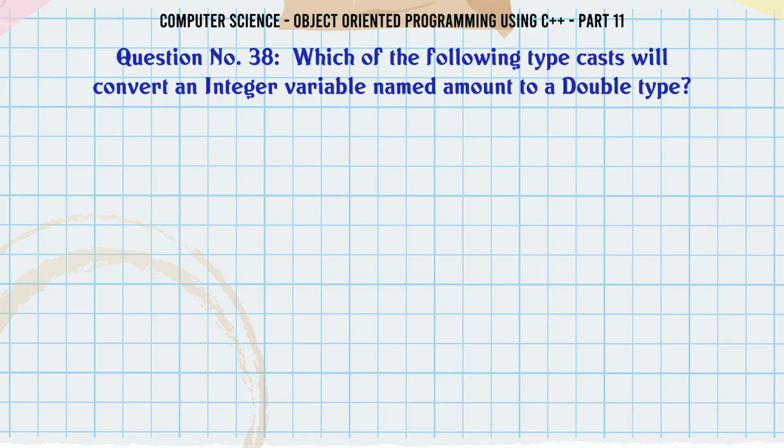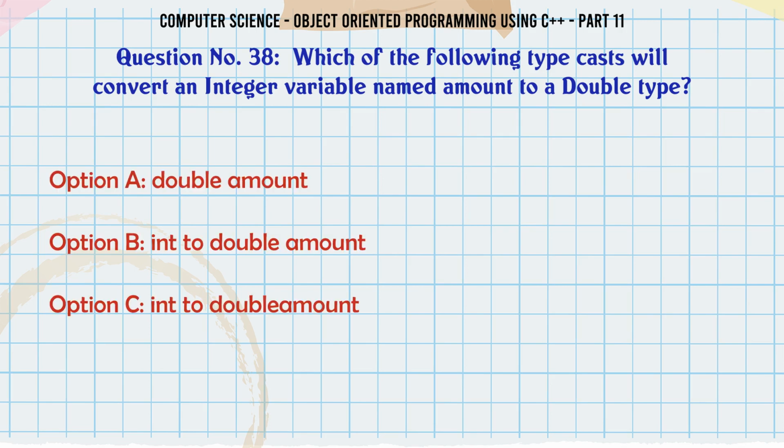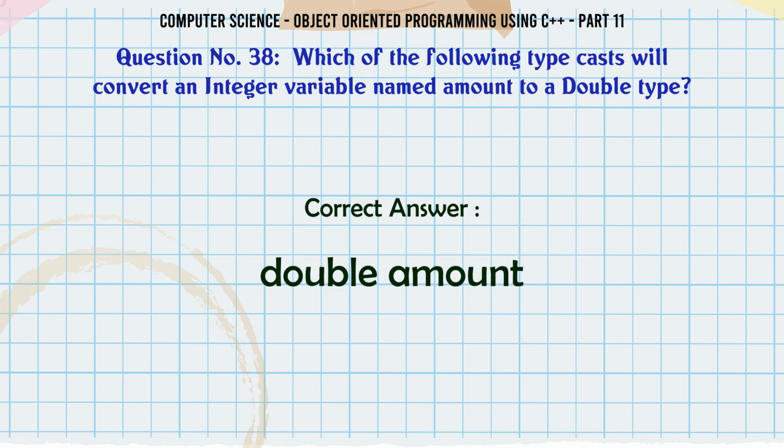Which of the following typecasts will convert an integer variable named amount to a double type? A. (double)amount. B. (int to double)amount. C. int to double(amount). D. (int amount to double). The correct answer is (double)amount.